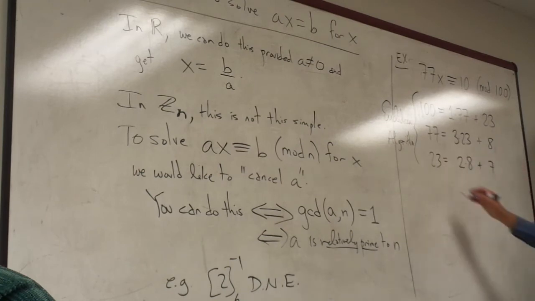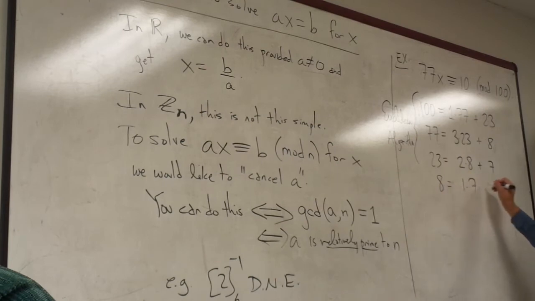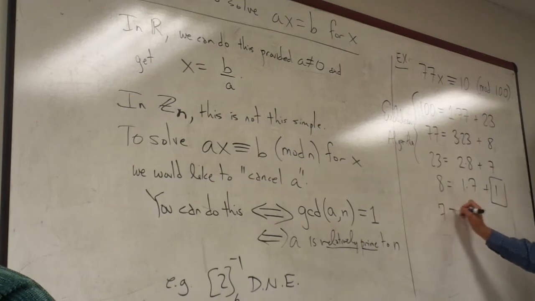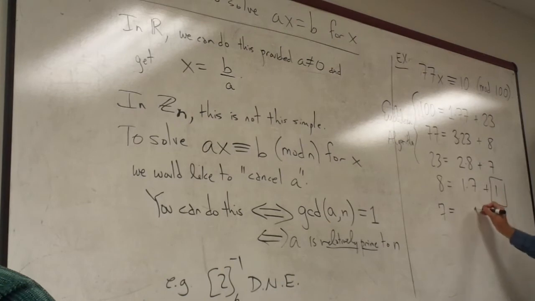And then divide by 8 goes in 1 time with a remainder of 1. The last non-zero remainder that you get is the GCD of the two numbers. So, I mean, the next step would have been 7 divided by 1. It goes 7 times with a remainder of 0.